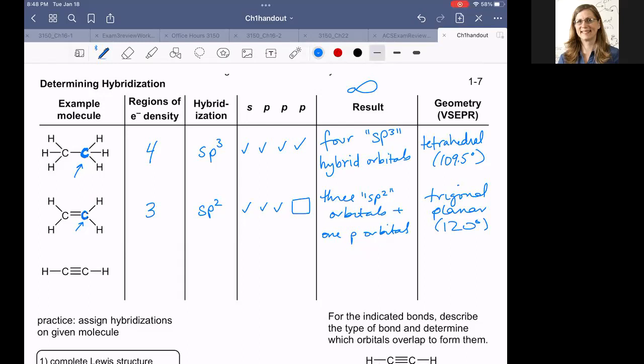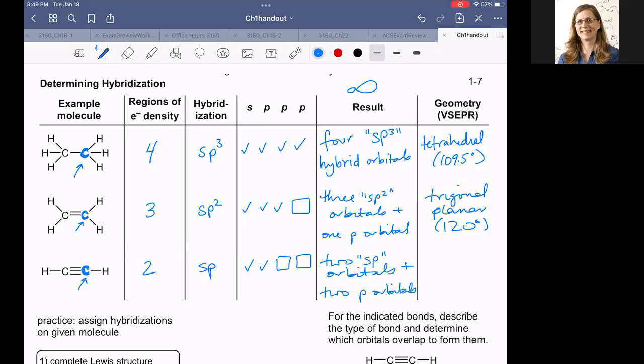Okay, and do you see a pattern emerging here? Do you see a pattern? So when I look at this carbon now, for example, it has a triple bond and a single bond. So this now only has two regions of electron density. So what do you think its hybridization is going to be called? It's going to be called sp hybridized. And why is it called that? Because you mix an s and a p, which means now two of the p orbitals have remained unchanged. So what's the result? Every time you have an sp hybridized carbon, it's always the same. You have two sp orbitals and you have two p orbitals.